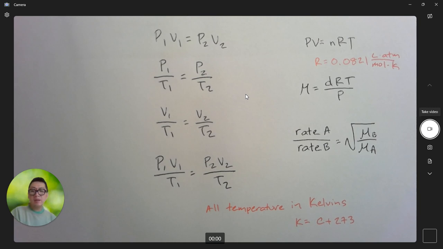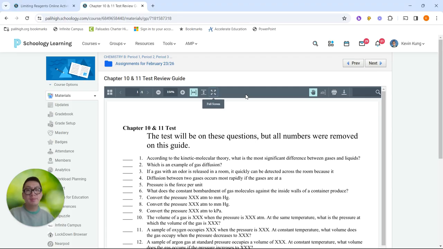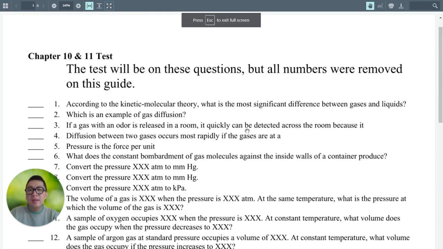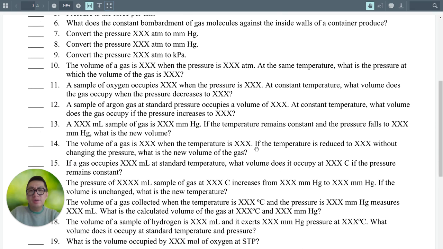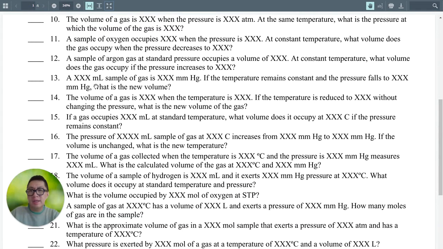Let me show you what kind of questions there are in the test. So the chapter 10 and 11 test review guide is posted in a folder on Schoology. If it's on here, it's on the test. It says, notice all numbers were removed. So there will be questions like, let me look at number 14 randomly. The volume of a gas is some number. The temperature is some number. If the temperature is reduced to some other number without changing the pressure, what is the new volume?